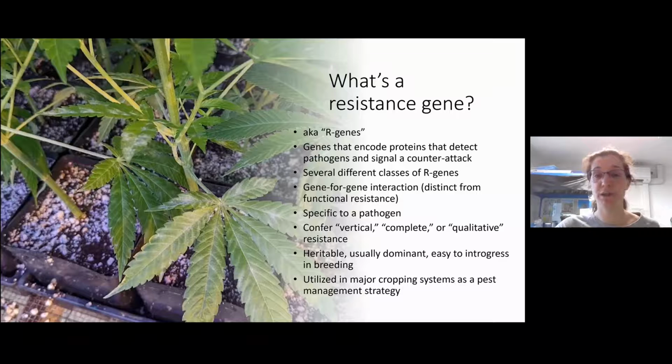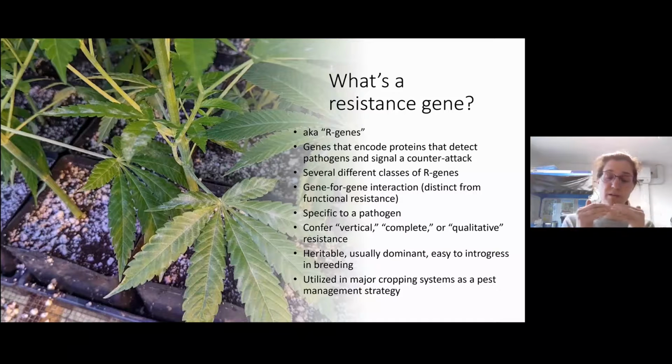So R genes are genes in the plant that encode proteins that detect pathogens and signal a counterattack. And there are lots of different classes of these R genes. It's not important except to know that there are lots of ways to make resistance. But what's critical about these resistance genes is that they're very specific, essentially gene for gene interactions, where you have virulence genes, which regulate a pathogen's ability to cause disease, and genes that cause a plant to be resistant, that interact with each other on this very specific molecular level in order to create a resistant plant.